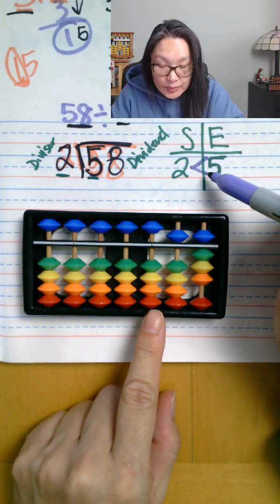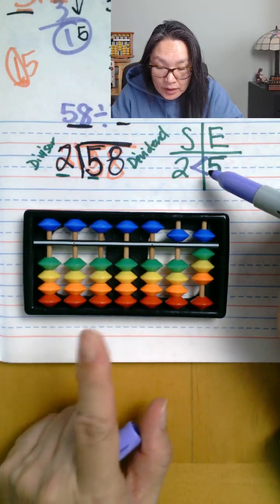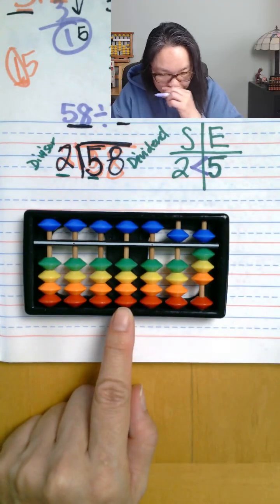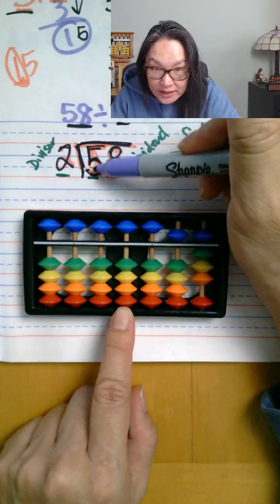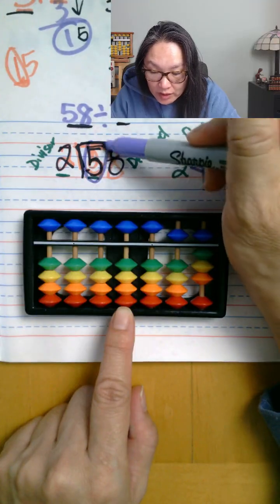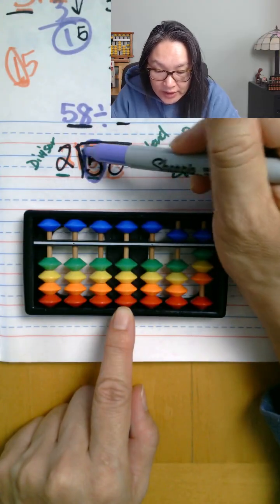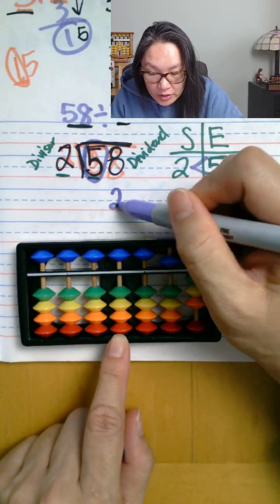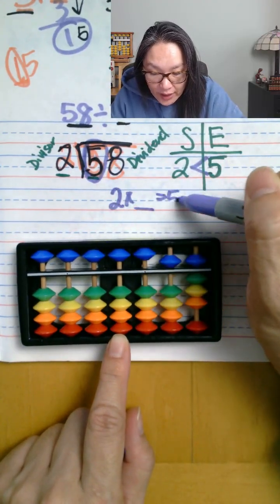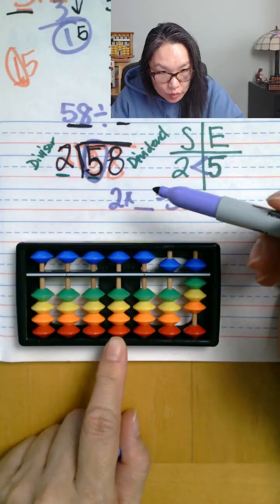Because our dividend is bigger, we're going to skip this column. This is the column we're going to skip. And we're going to go over here. Because our dividend is bigger, we're only going to use 1 column. Because we can subtract, we can divide 2 into 5. So the question is 2 times what is equal to 5 or less? 2 times 2. Yes.